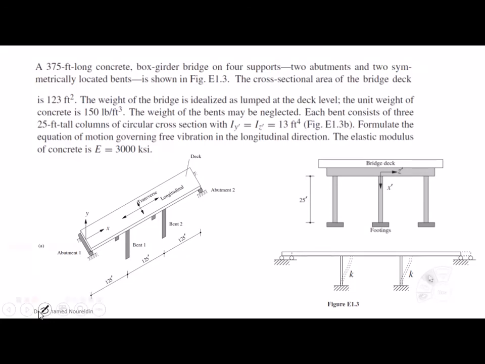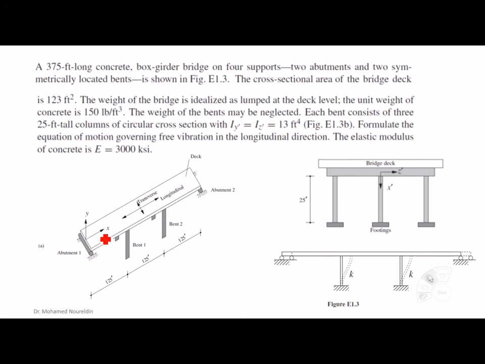So in this example, we are going to have a box girder bridge that is supported on 4 supports, as you can see. Its length is 375 foot long, and it is a concrete box girder bridge on 4 supports. We have 4 supports here, 2 abutments and 2 symmetrically located bins. So we have here abutment 1 and abutment 2, and this is the deck.